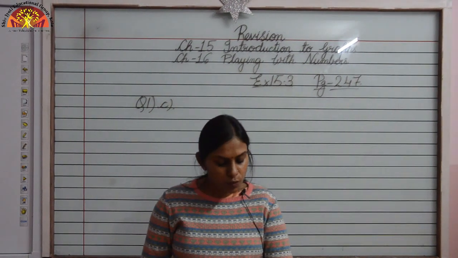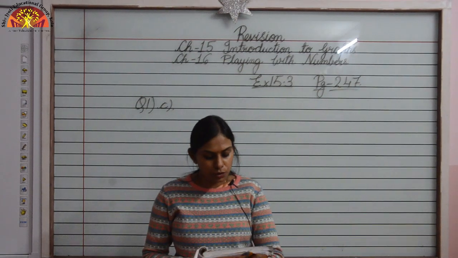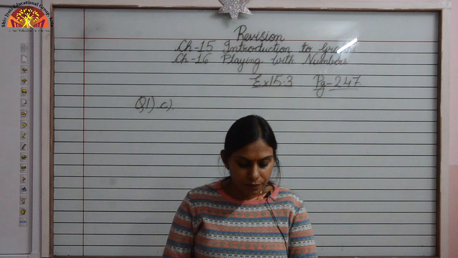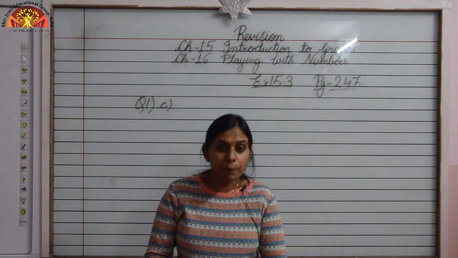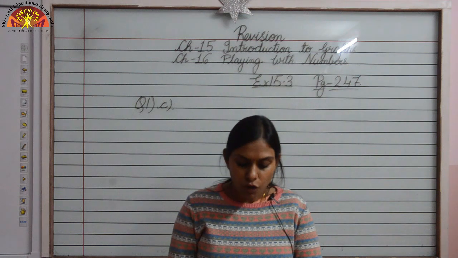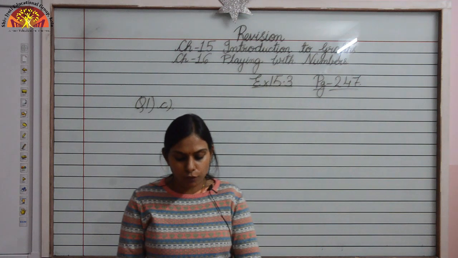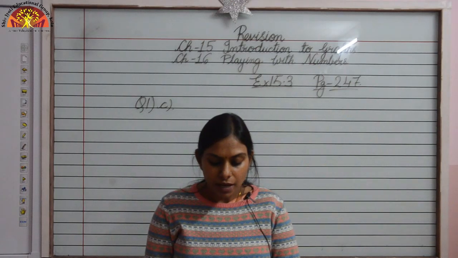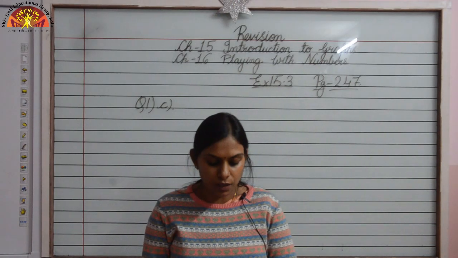Interest on deposits for a year. A table is given to you, that is deposit and simple interest. It has been given that for rupees 1000, simple interest is rupees 80. For rupees 2000 it is 160. For rupees 3000 it is 240. For rupees 4000 it is 320, and for rupees 5000 it is 400.